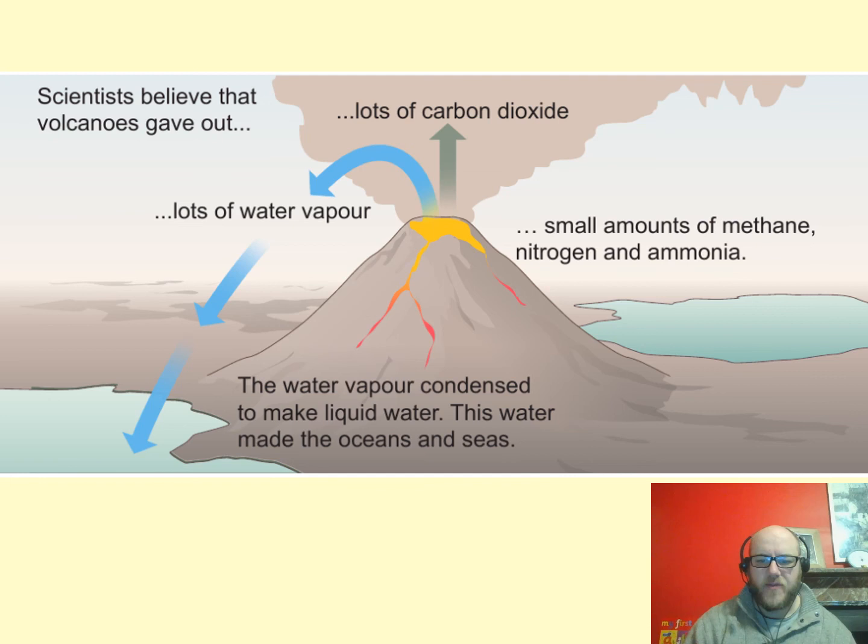Okay, so here we go. Here's our volcano, and it is giving out a lot of carbon dioxide that's being released into the atmosphere, but it's also releasing a lot of water vapor. Now that water vapor eventually condensed to make liquid water, and that fell from the sky and made oceans and seas. Small amounts of methane, nitrogen and ammonia were also seeping out of the volcano, so we had some other gases in the atmosphere as well, but mostly carbon dioxide. 95% of the gas releasing from this volcano was CO2, carbon dioxide.